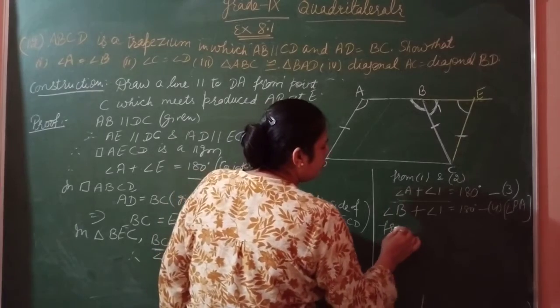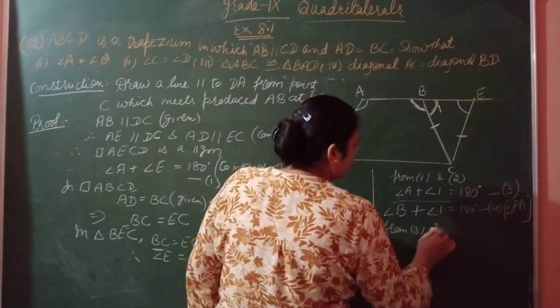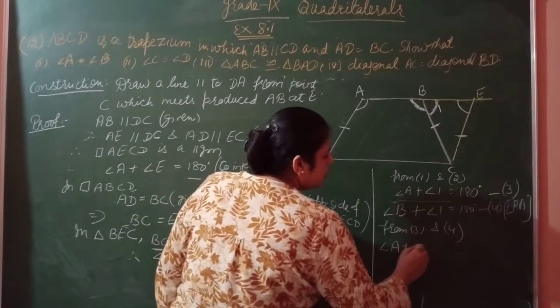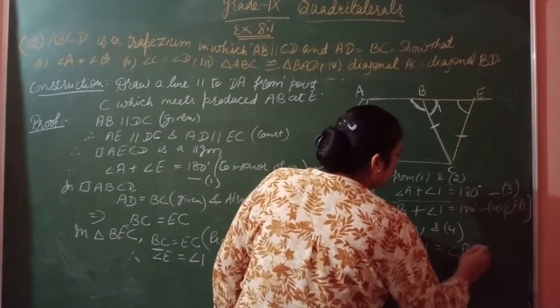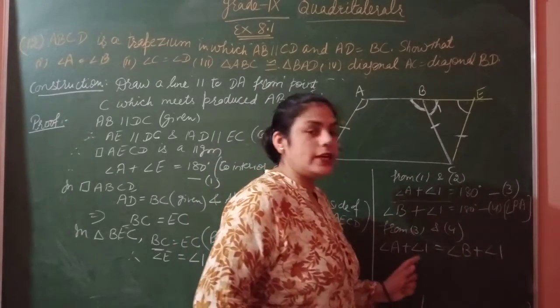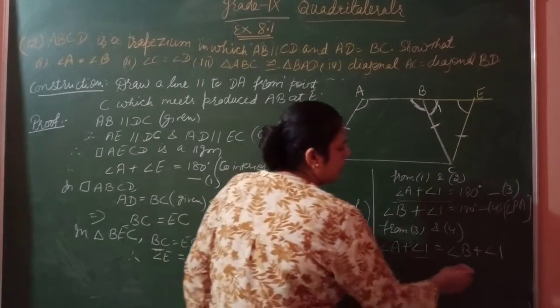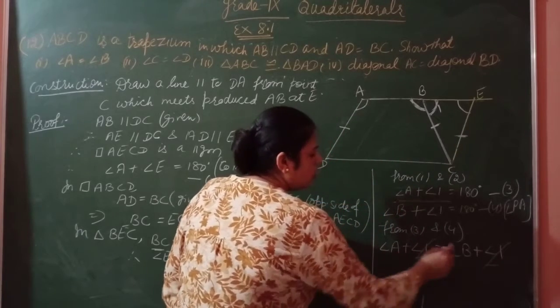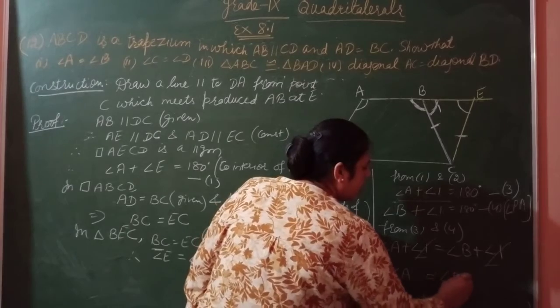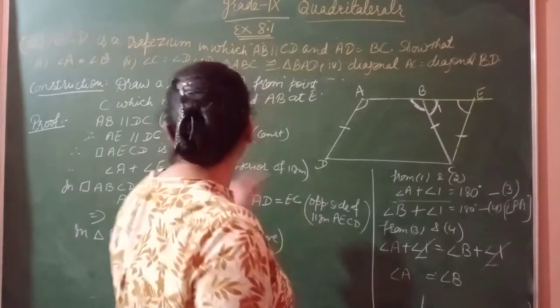From third and fourth, we find that their right hand sides are equal. So that means their left hand sides are also equal. Right hand sides are equal, so the left hand sides are also equal. Now here angle 1 and angle 1 cancel out. So angle A is equal to angle B. This we proved, our first part.